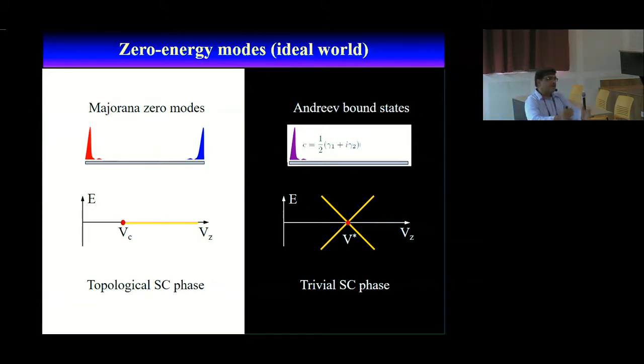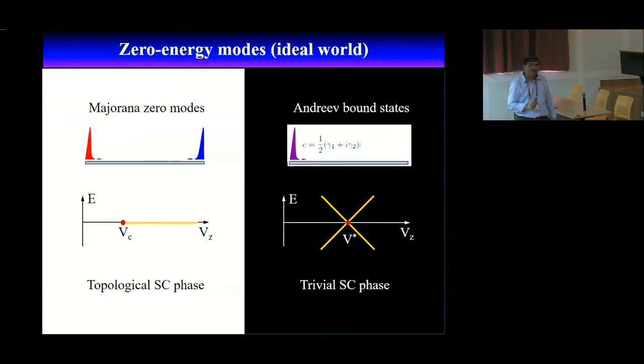They remain stuck to zero energy for further increase of the field. These states will not, the energies will not stay at zero. So these are quickly unstable. But these states are conventional fermionic states. These are Andreev bound states, nothing to do with Majorana or topological. These are conventional Andreev states, very well known.